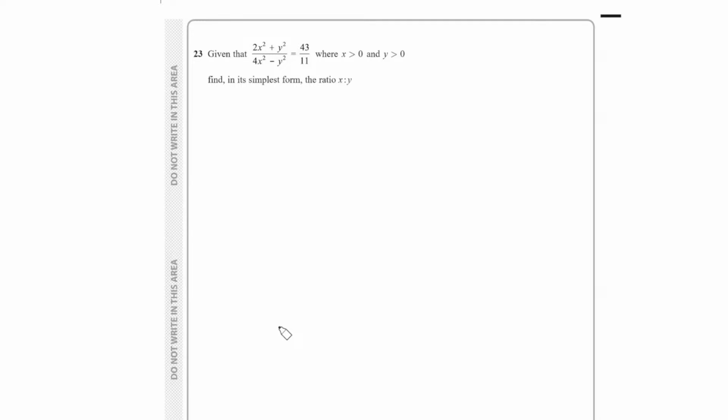Okay, 2 more. So, Question 23. Given that (2x squared plus y squared) over (4x squared minus y squared) equals 43 over 11, where x and y are positive, find in its simplified form the ratio x to y. So, this is one I think I didn't actually know.